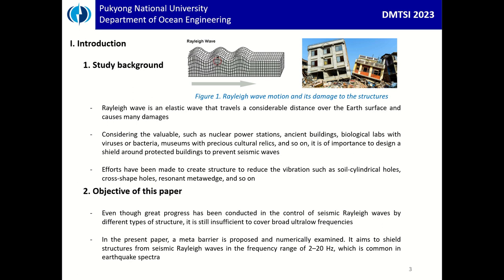Efforts have been made to create structures to reduce vibration, such as soil cylinder cones, cross-shaped holes, resonant metal wedges, and so on. The objective of this paper: even though great progress has been made through decades to control seismic waves with different types of structures, it is still insufficient to cover broad ultra-low frequencies. In the present paper, a meta barrier is proposed and numerically examined. It aims to shield structures from seismic Rayleigh waves in the frequency range of 2 to 20 Hz, which is common in earthquake spectra.